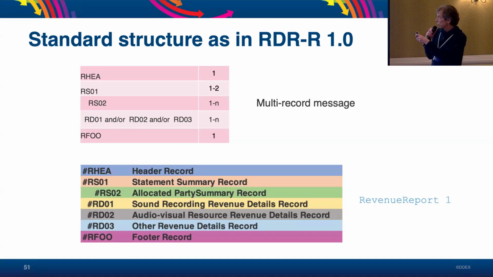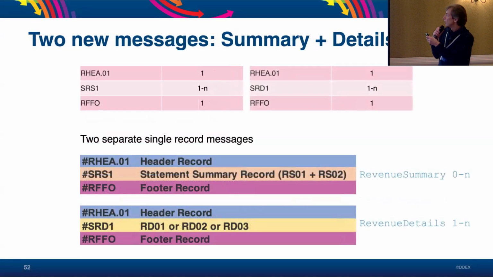That's quite a complex structure because it involves this nesting with many multiple messages, and it was then thought that it would be easier to deal with this by having two messages, by separating the summary and the details into two messages rather than handling them at different levels in one single message. So now we have two separate single record messages.